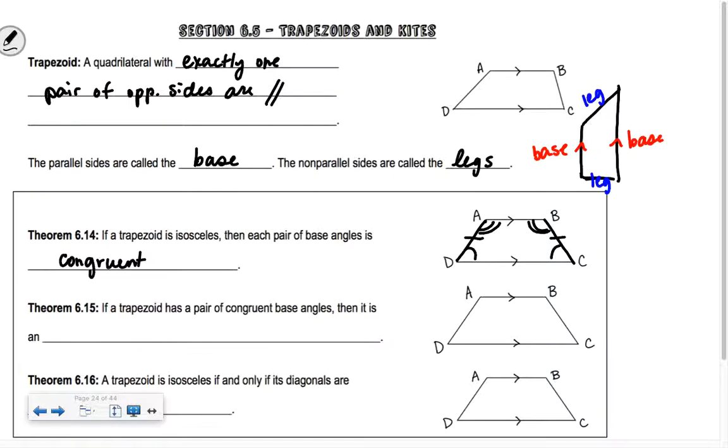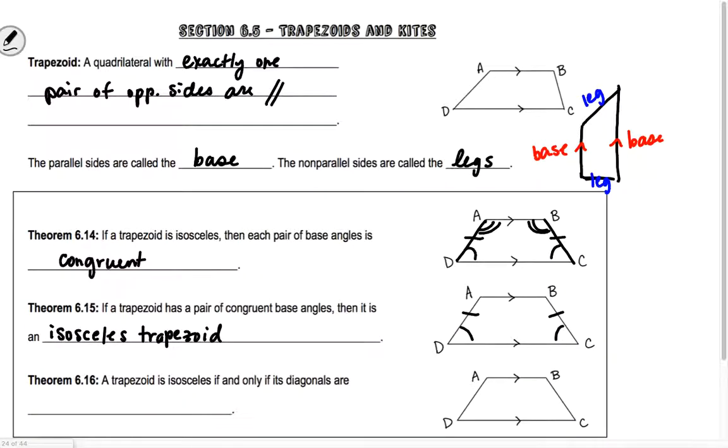So if a trapezoid has a pair of congruent base angles, so if I knew that this pair was congruent, then I could say, oh, these two sides are congruent. Then it's an isosceles trapezoid. So an isosceles trapezoid has those legs congruent to each other.